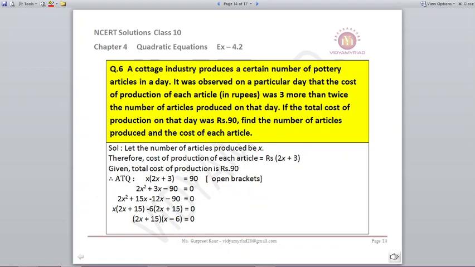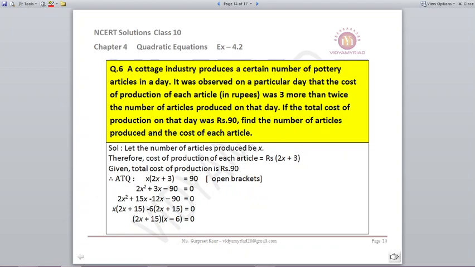So what is the cost of production of each article? They are saying 3 more than twice the number of articles. So what are the articles? x. Twice means 2x and 3 more means plus 3. So 2x plus 3. And the total cost of production is rupees 90. So what is according to the situation? We have the number of articles multiplied by the cost of each article will be the total cost. That is x multiplied by (2x plus 3) equal to 90.